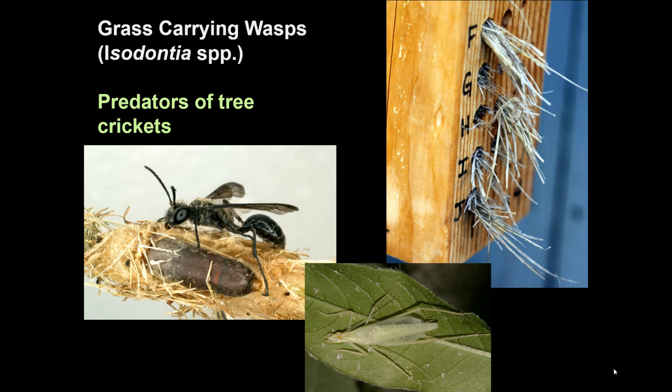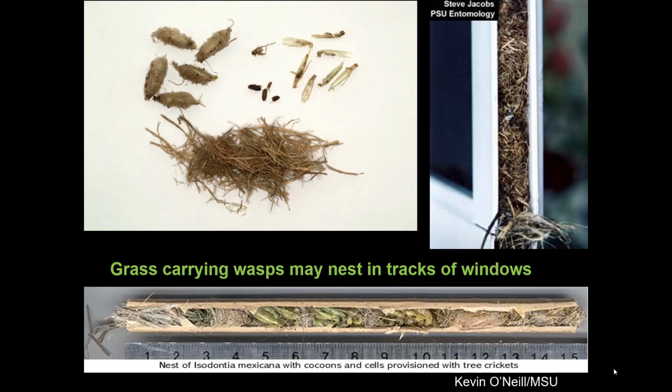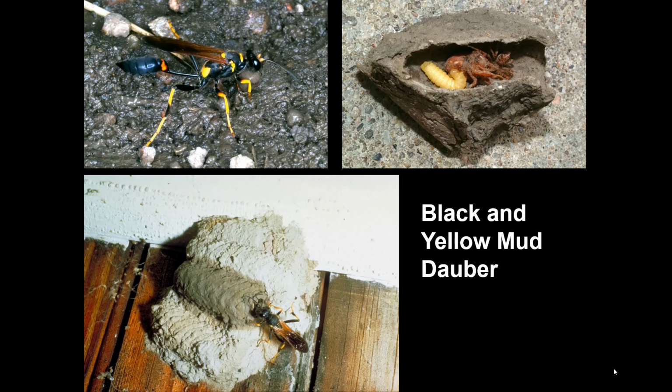They hunt those, and then they paralyze them and pack them into cells they find. In this case, here is a pre-drilled block of wood, and then they pack the area around them with grass. Another place you might see these is along the little tracks of windows on the outside, if it's just the right diameter. So here are some grass-carrying wasps that are nesting in those kinds of sites.